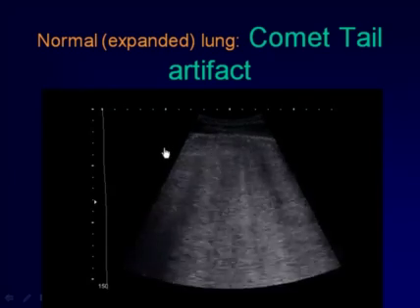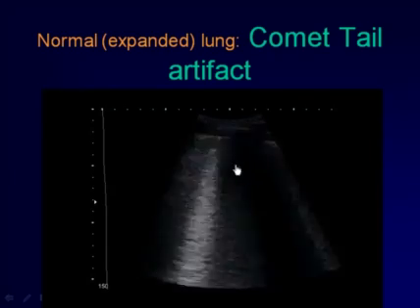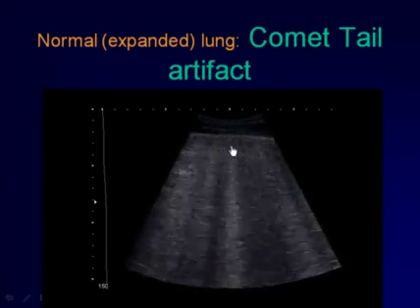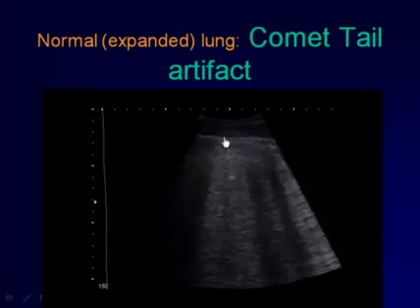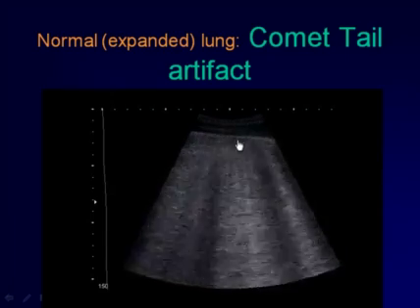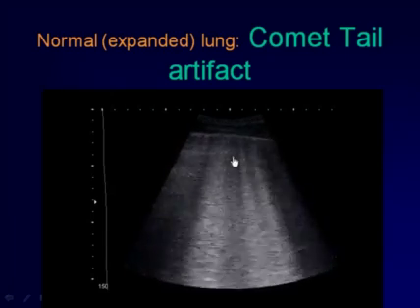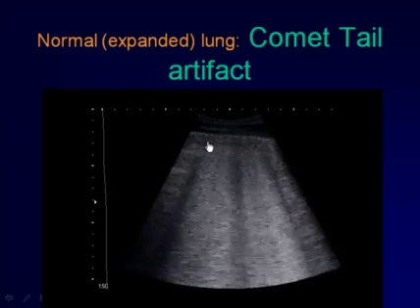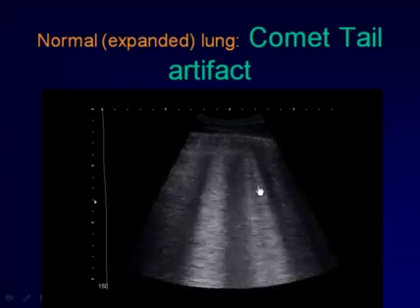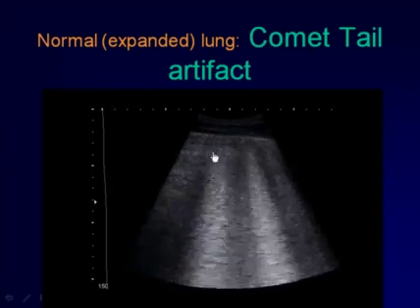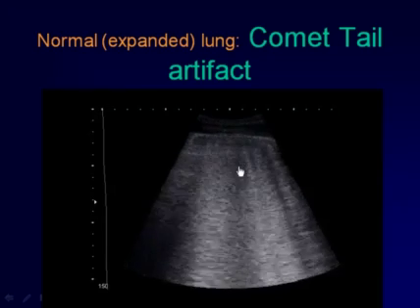Here is a clip showing comet tails. And again, even though we can't see the ribs here, we can identify this as the pleural line. We can see the pleural sliding. And the comet tails really just emphasize, in a sense, the sliding, because it makes it even more obvious by this reverberation that's coming down from the pleural line.